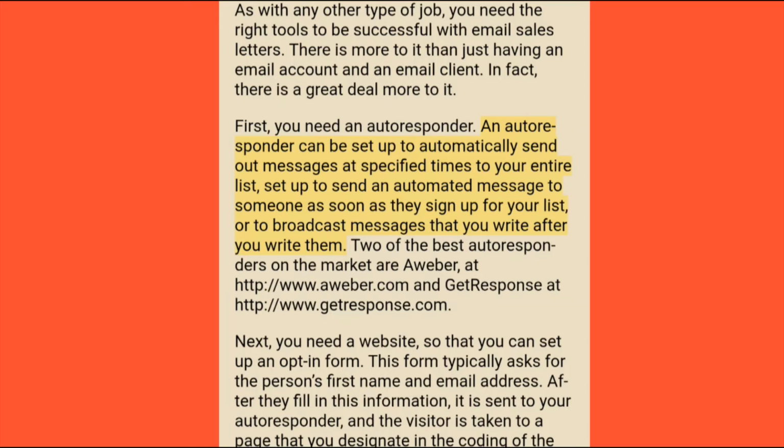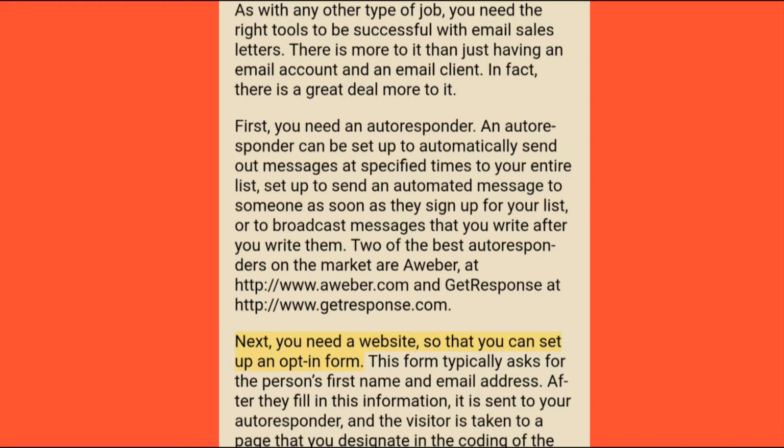An autoresponder can be set up to automatically send out messages at specified times to your entire list, set up to send an automated message to someone as soon as they sign up for your list, or to broadcast messages that you write after you write them. Two of the best autoresponders on the market are Aweber and GetResponse.